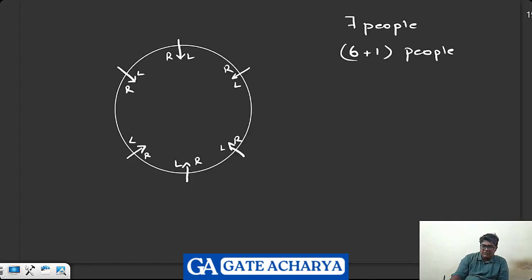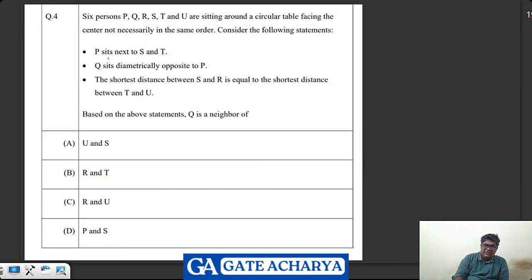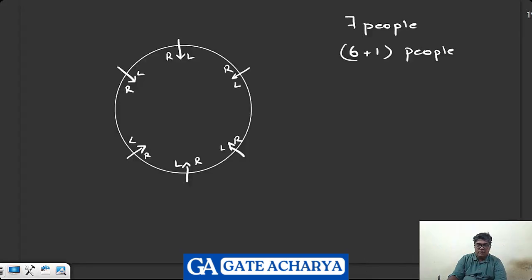Okay. Once we have identified all left and right, now let's see the conditions in the figure. P sits next to S and T. Q sits diametrically opposite of P. The shortest distance between S and R is equal to the shortest distance between T and U. So first thing they have said is Q is sitting opposite to P. Let's start with that. That will be quite easy to manage. Let's say if I put Q here, then P will be opposite here. You can start from anywhere, but I told you this is the easiest part, so I will always start from here.